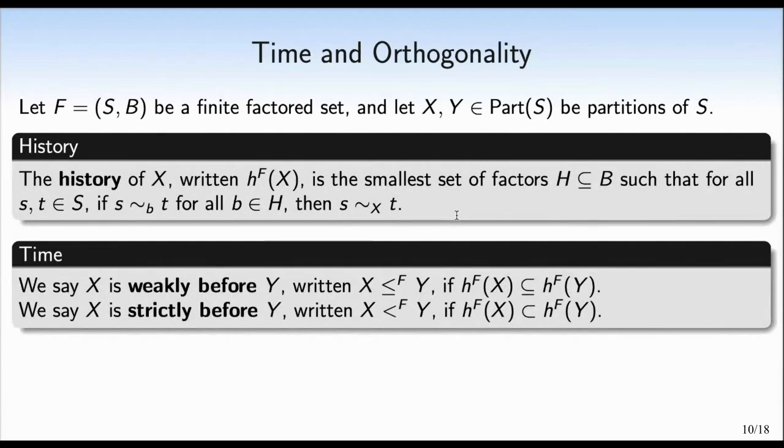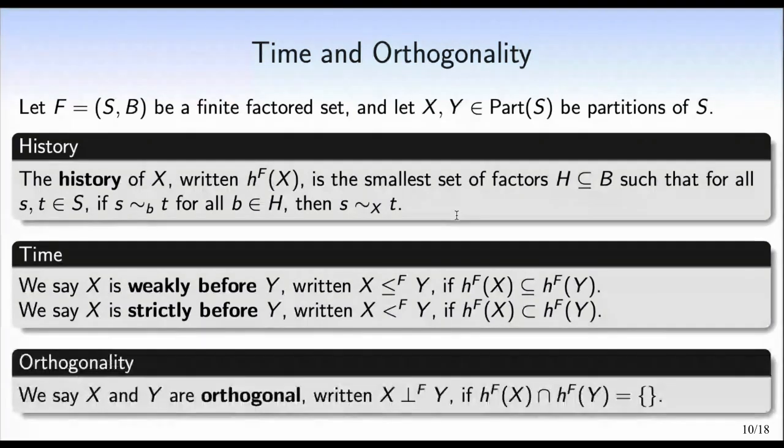We'll say that X is weakly before Y if the history of X is a subset of the history of Y. And we'll say that X is strictly before Y if the history of X is a strict subset of the history of Y. One analogy that one could draw is these histories are kind of like the inverse light cones of a point in space-time. And so when one point is before another point, then the backwards light cone of the earlier point is going to be a subset of the backwards light cone of the later point. That's one analogy one could draw to see why before could be like a subset.